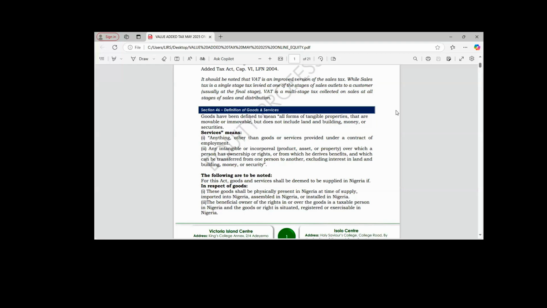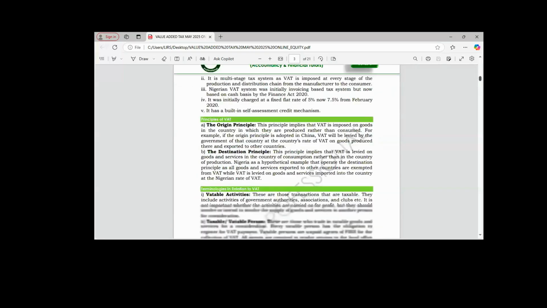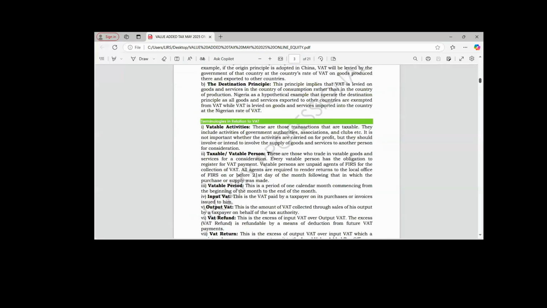Any other question? So those are the principles guiding the value added tax. So just know that what we adopt in Nigeria is the destination principle. That means any item that we produce in Nigeria and we are exporting, we are not going to charge VAT on it. By the time you get to work, you are going to deal with goods and services that are exempted from VAT, so you'll be able to see those scenarios of value added tax.